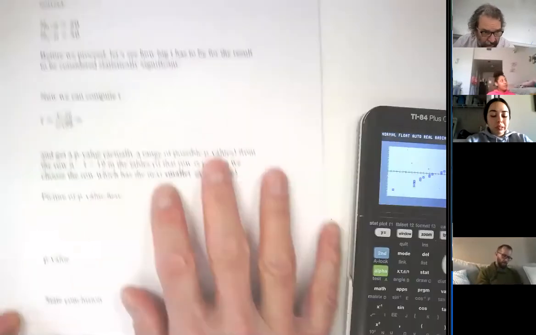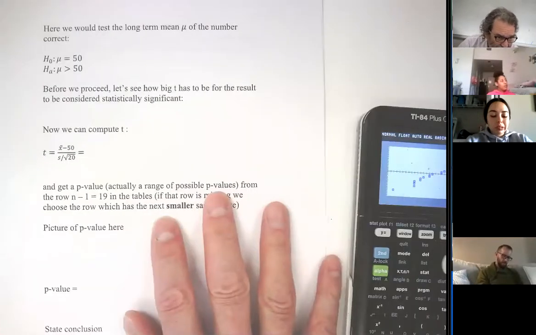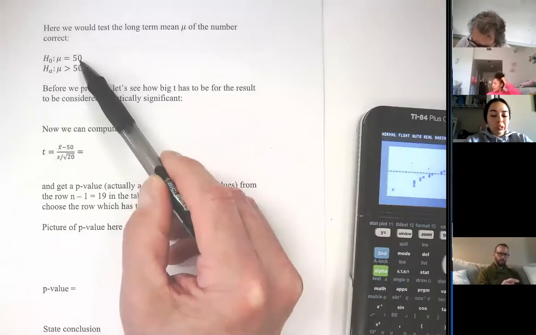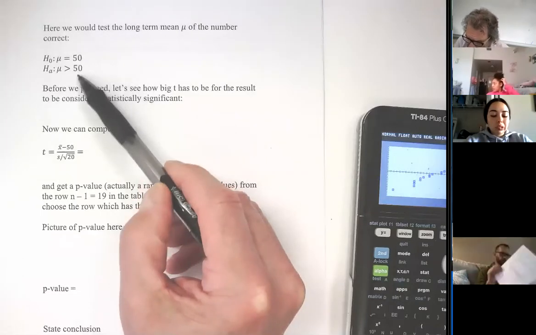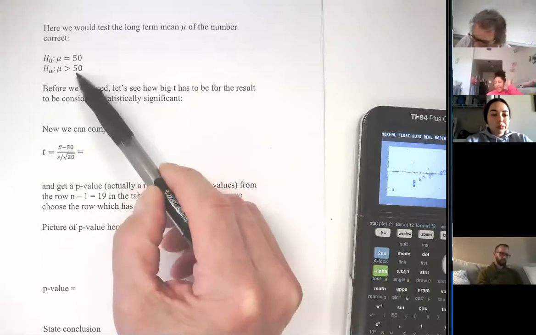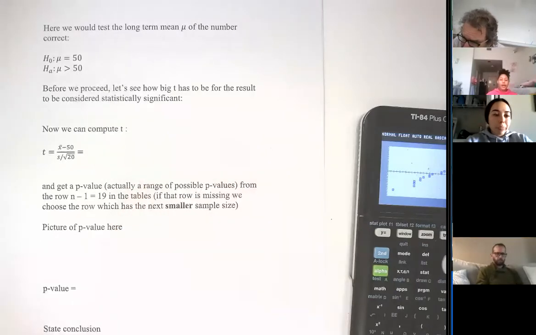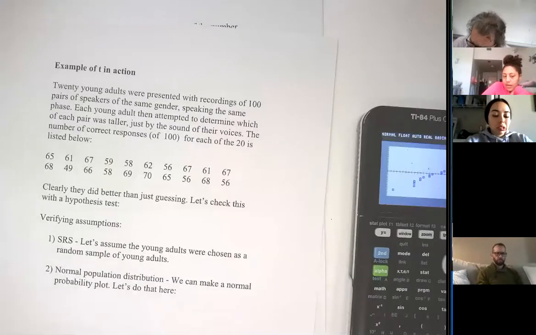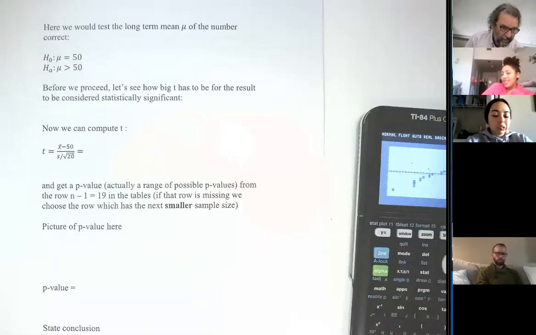So then we're going to test the long-term mean mu. And what we want to know is, long-term, do you think they're doing better than guessing? So is it possible the mean is just around 50%? Or does the data seem to indicate the mean is bigger than 50? So there were 100 tries, 100 pairs with speakers. So beating 50 is more than half right.